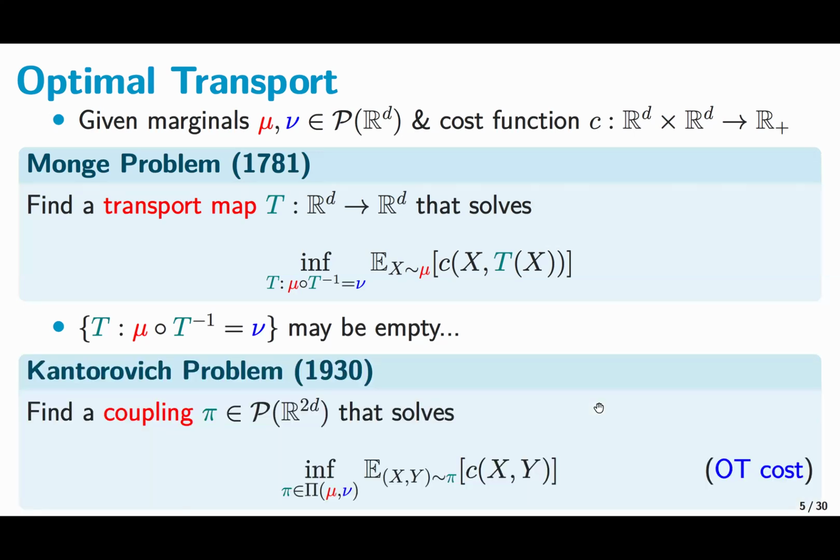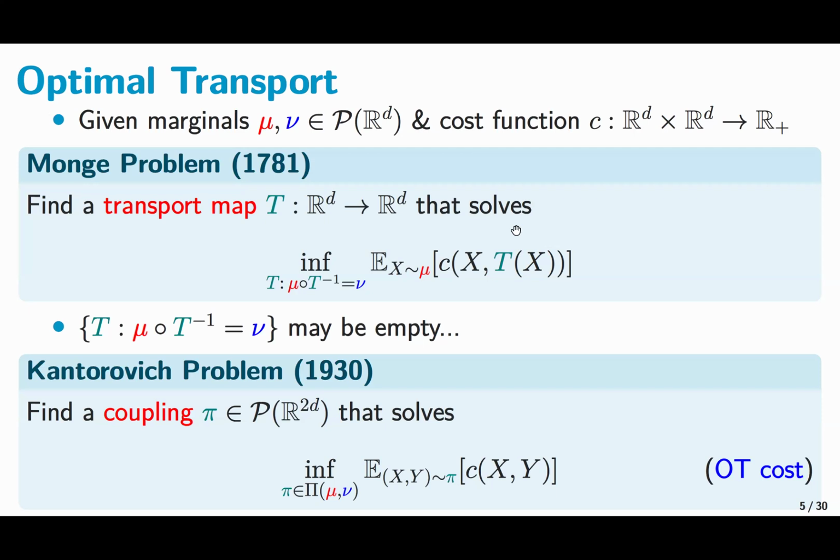Instead of finding a map, we are trying to find a coupling that minimizes the expected cost. Keep in mind that once there is a transport map, this pair is inducing a coupling. By coupling, I mean the joint distribution with marginals mu and nu. So the Kantorovich relaxation is basically dropping the requirement that each coupling is induced by a map. So this is the relaxation, right?